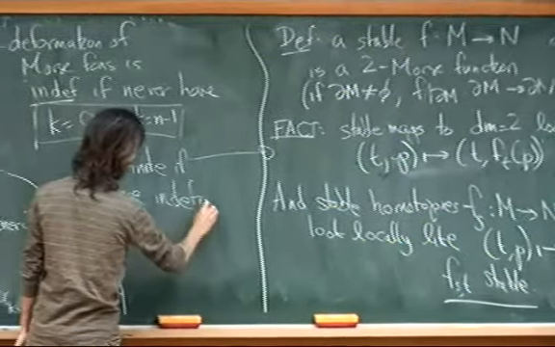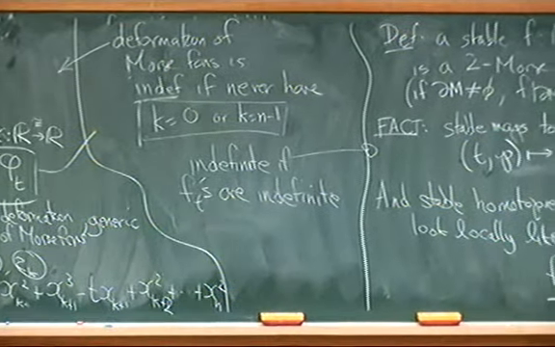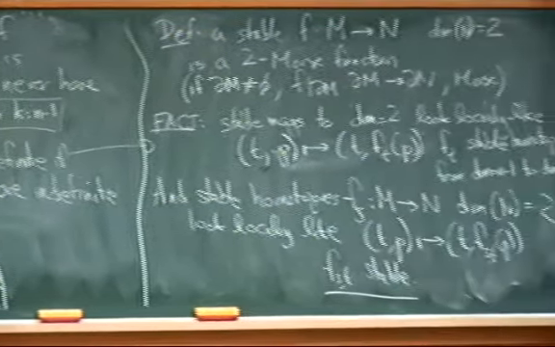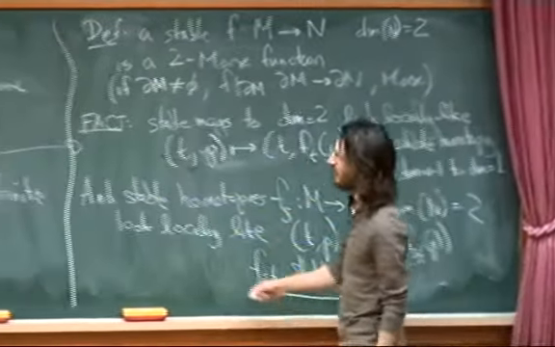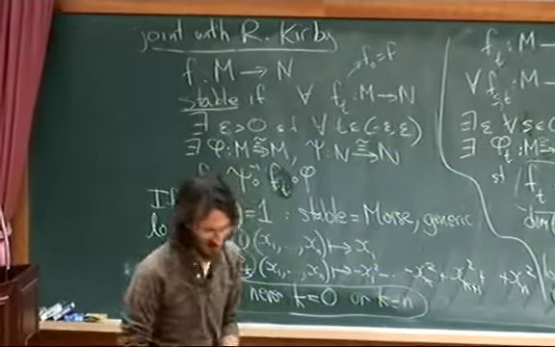Okay? And so it just means that whenever you think of this local picture, this f sub t never has minima or maxima. Okay? And that's the analog. This is the setting in which I want to talk about.